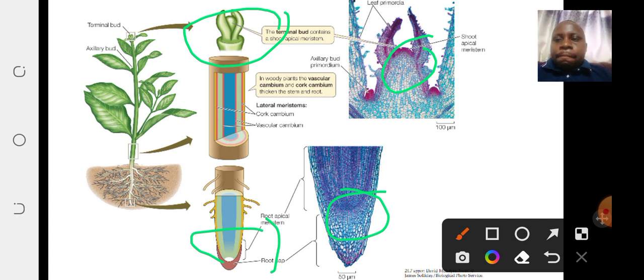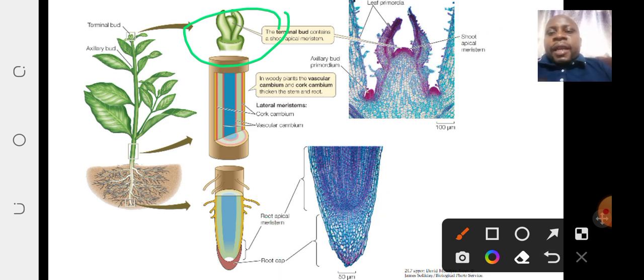Now, if you look keenly at the shoot tip, we have some structures which protect the meristems. These are leaf-like structures produced by the meristems themselves. They usually form a bud, and this bud protects the delicate meristems. These structures are known as the leaf primordia. If it's one, it's leaf primordium.